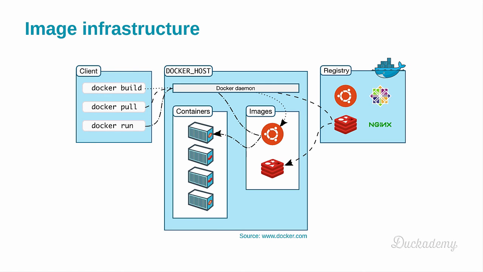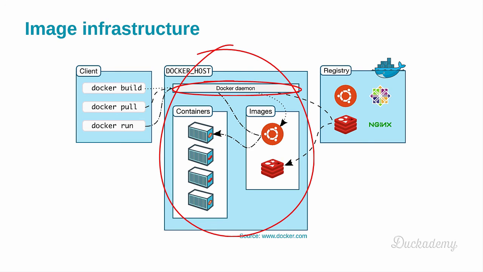Okay, at the end, let's see what a Docker infrastructure looks like. This is a very simple Docker infrastructure. You have your Docker host, let's say that's Ubuntu or CentOS, Linux, and you have the Docker daemon on top of that Docker host.